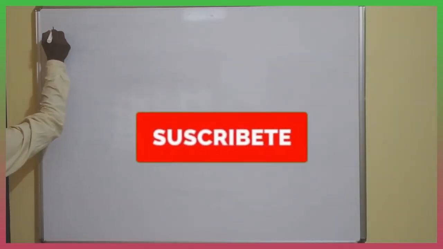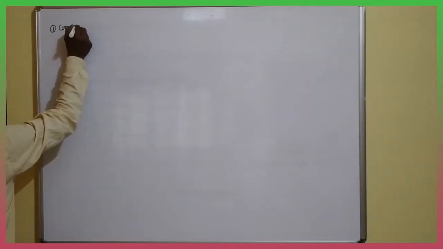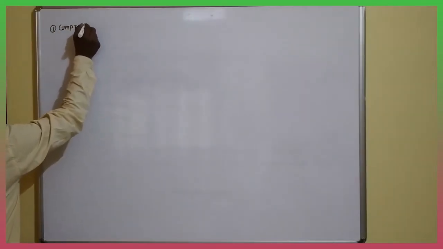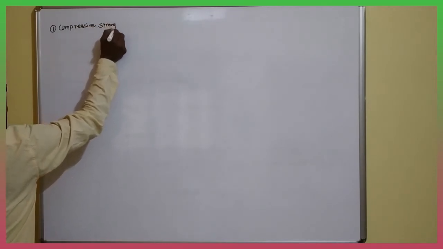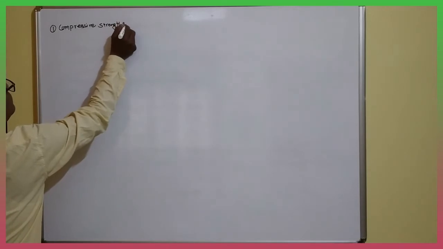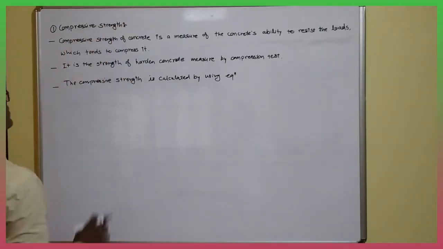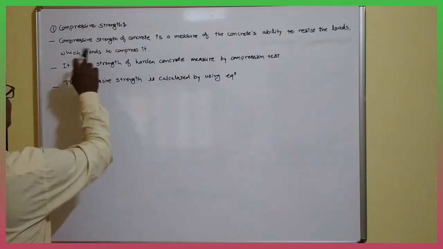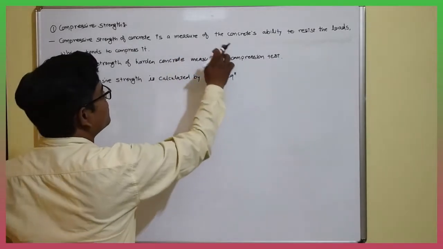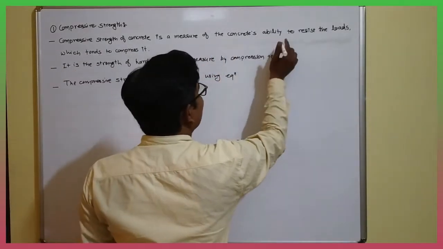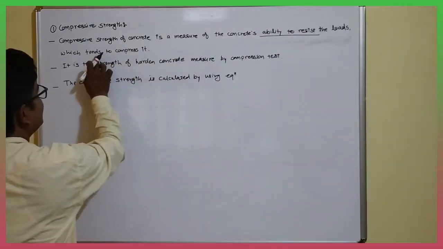So first property, that is compressive strength. So what is the compressive strength? See, compressive strength of concrete is a measure of the concrete's ability to resist the loads which tend to compress it.